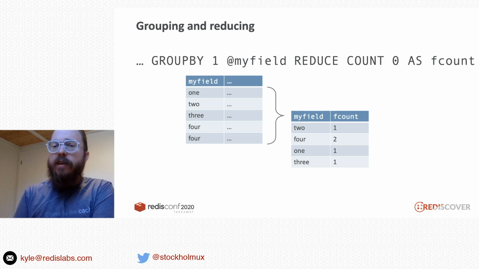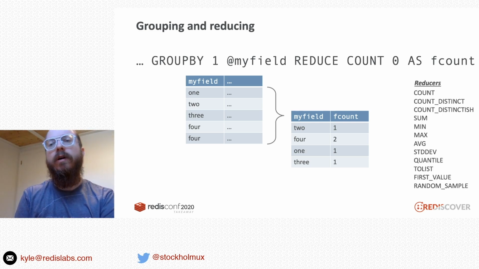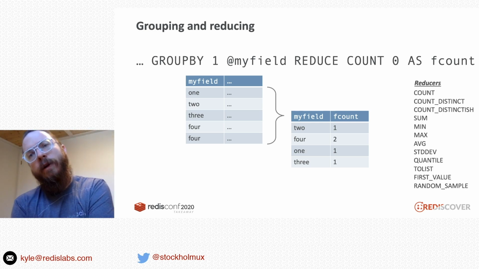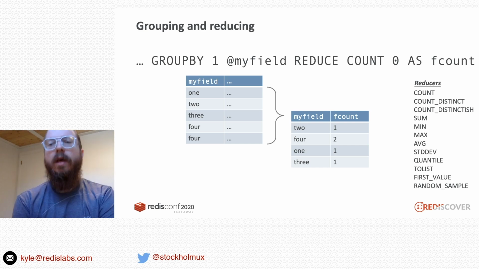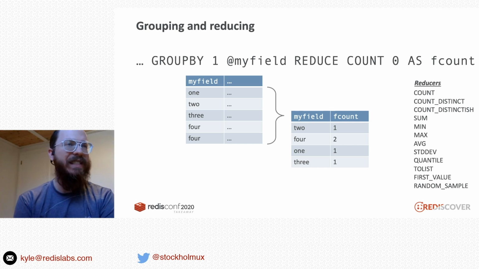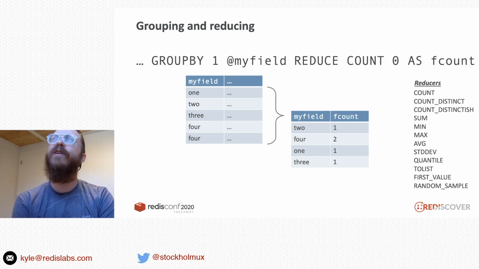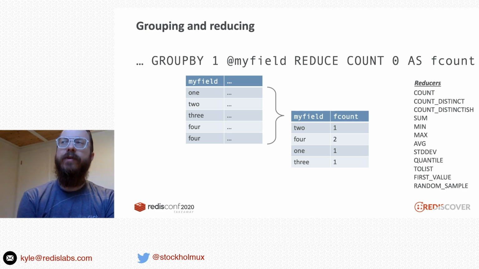Now, Redis has a number of reducers that are available. I won't go into specific detail on all of these. Go ahead over to redisearch.io and take a look. I'm using count here, but there's also count distinct, which is slightly different, and count distinct-ish, which is one of my favorite API namings in a while. And that's basically where you're exchanging accuracy for performance. And then you have your other ones.